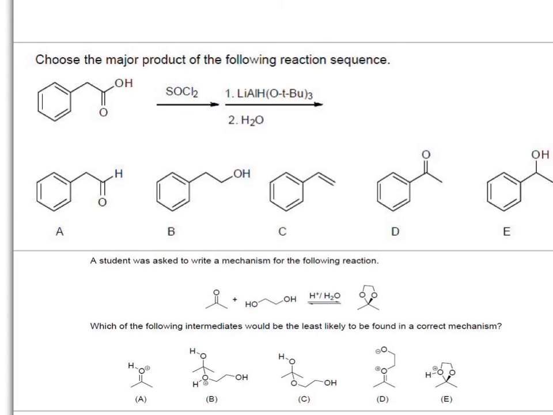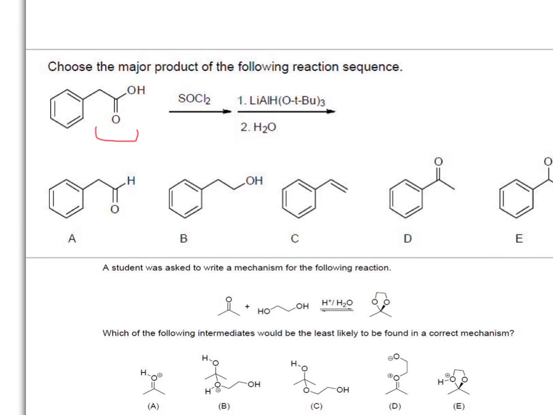Okay, let's go over a couple of problems here. The first one is we have a carboxylic acid. I'm treating that with thionyl chloride, and then I'm reducing it with a version of lithium aluminum hydride.